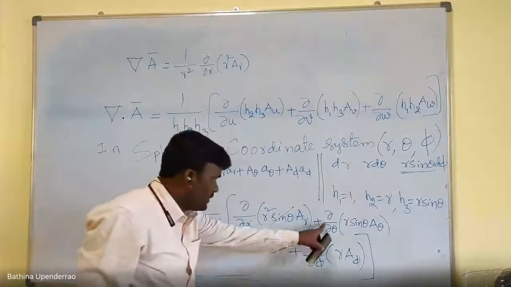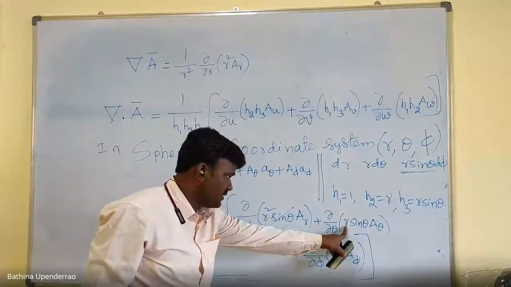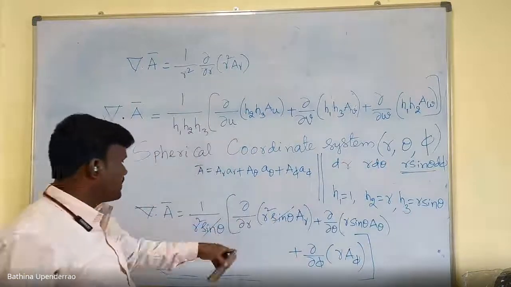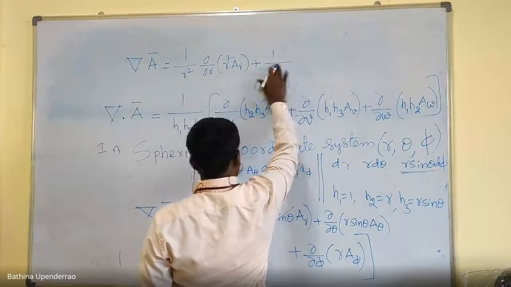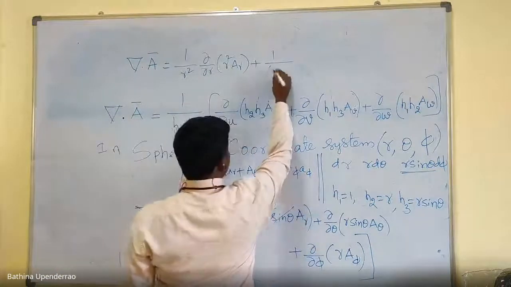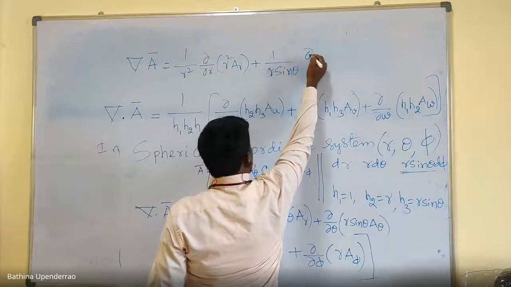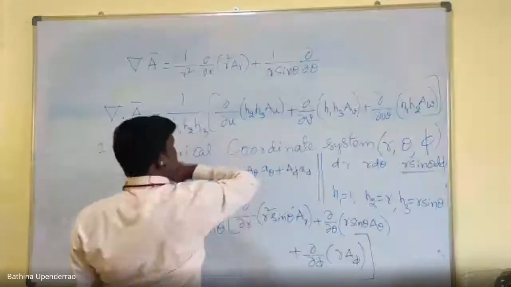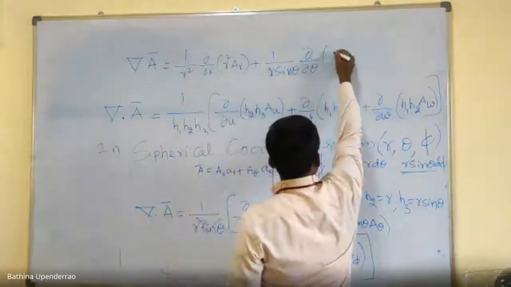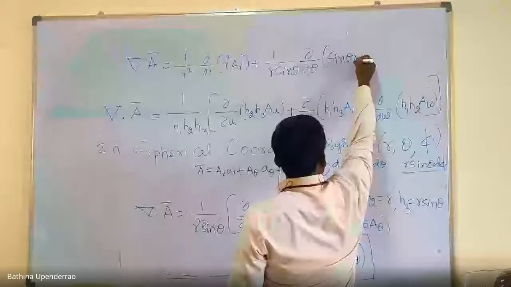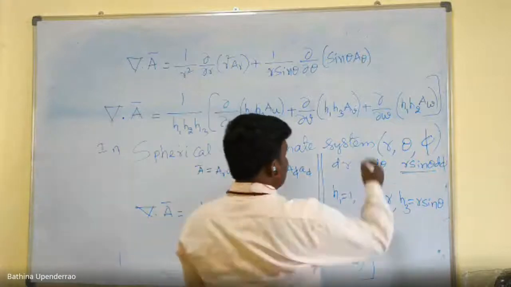Next, partial differentiation with respect to theta means we can take this r as constant. So r by r square sin theta is nothing but 1 by r sin theta, plus dou by dou theta of, the remaining part is sin theta A theta.